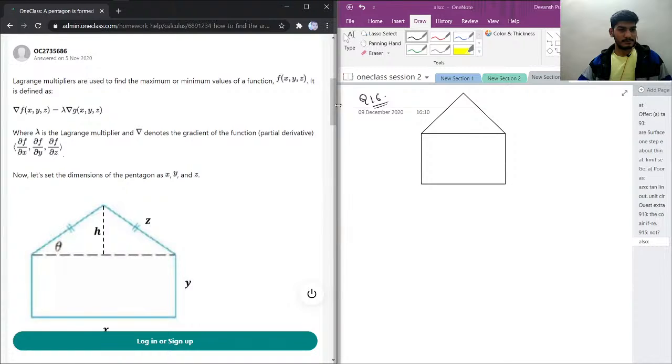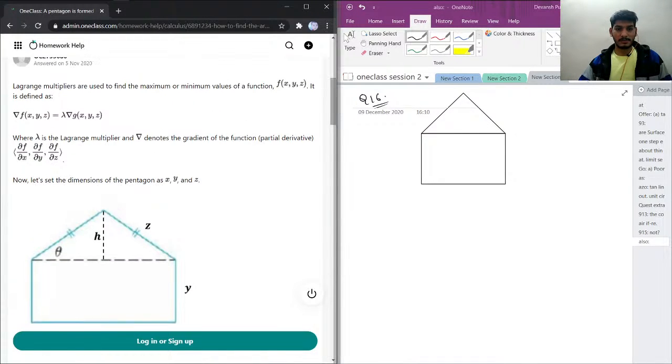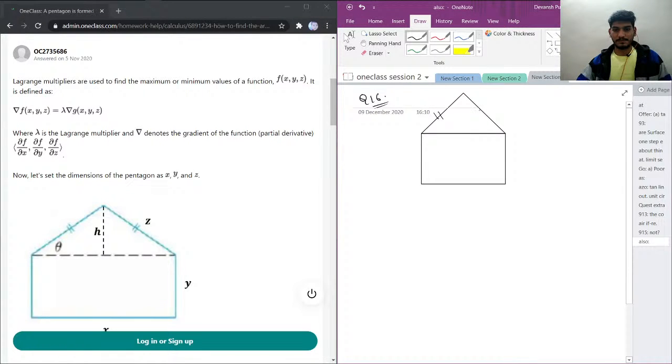Now let's see the solution given by the junior tutor. So we have Lagrange multipliers, which are used to find the maximum and minimum values of a function f of x, y, z. It is defined as gradient of, so here this side is equal to this side, and this is y, this is h, this line is h, and this angle is theta.